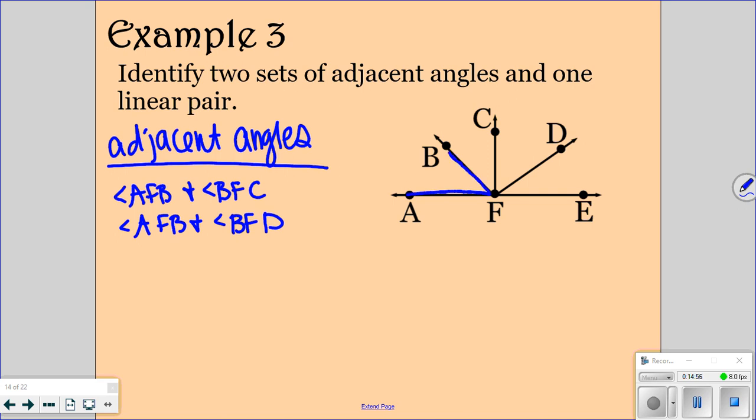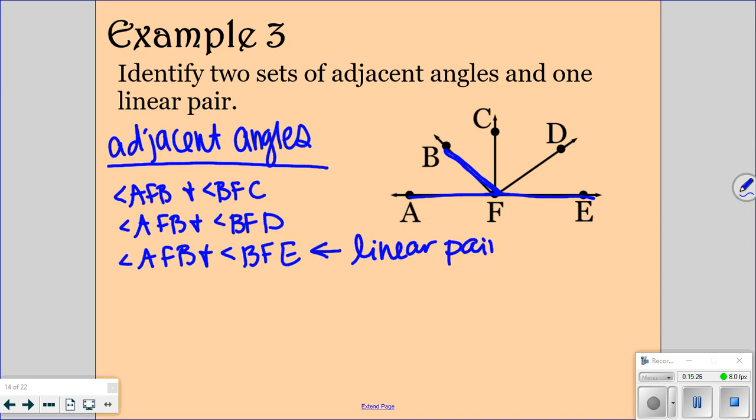This angle and this angle are still adjacent to each other. We could also do angle AFB and angle BFE. So this angle and this angle are adjacent to each other. And this one is also a linear pair. So that would be enough for what they asked for.